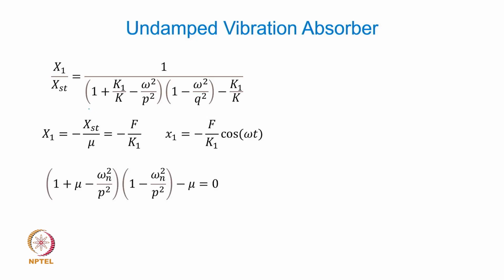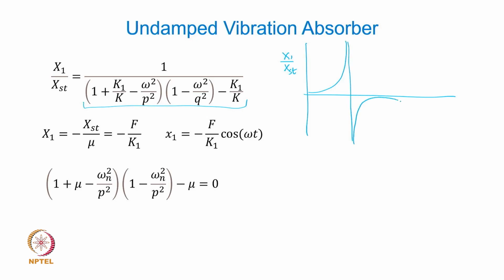If I use this equation, the denominator equal to zero, what will you get? If I plot this x1 upon xst, right, you would get it this way, and then there will be this kind of a response, and likewise. Okay, this is your response of the absorber system. Now, these are the two resonant frequencies where the absorber will have large amplitudes, and of course those are also the frequencies at which the parent system will vibrate with large amplitudes.